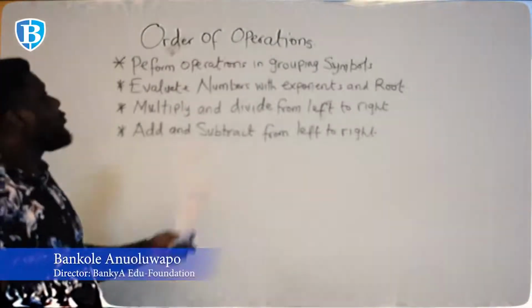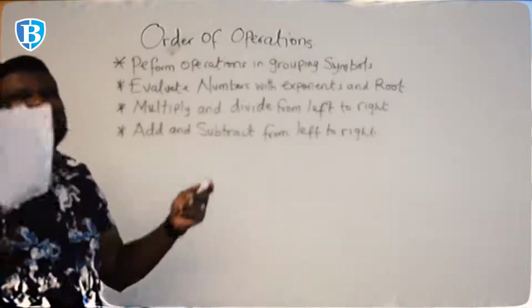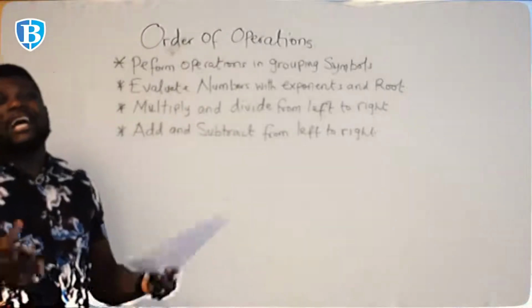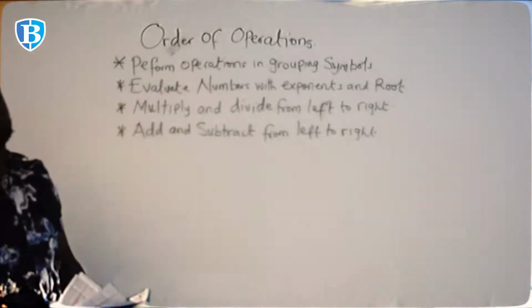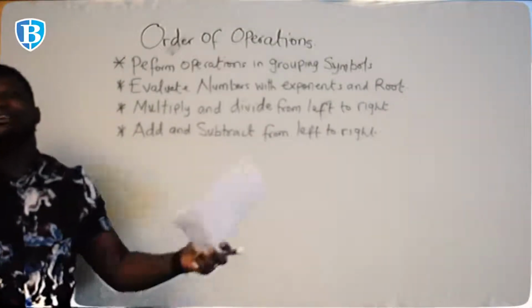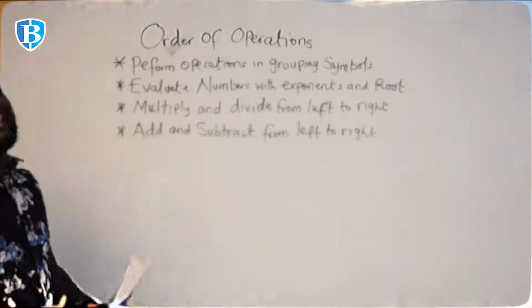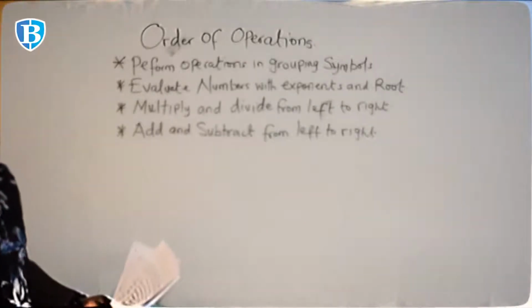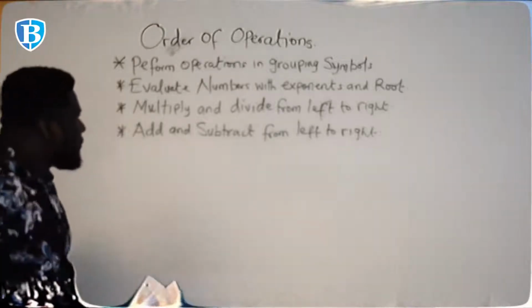Discussing order of operations. What are order of operations? Order of operations are a set of rules that are used to evaluate or find the value of numeric expressions. What are numeric expressions? Numeric expressions are expressions that contain numbers and operations.